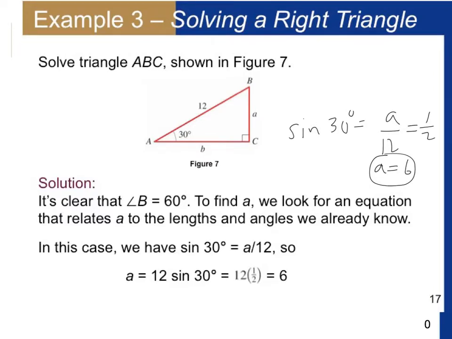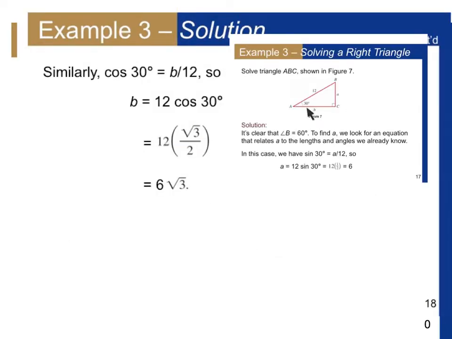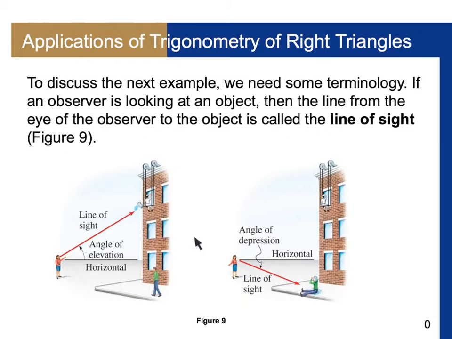And then for the other side, we can say cosine of 30 would be B over 12, because adjacent over hypotenuse. So cosine of 30 equals B over 12. So B is 12 times cosine of 30. And remember, cosine of 30 is square root of 3 over 2. So 12 times square root of 3 over 2 is 6 times the square root of 3. We can just cancel out the 2 here and the 2 there, and that gives us 6 times the square root of 3.